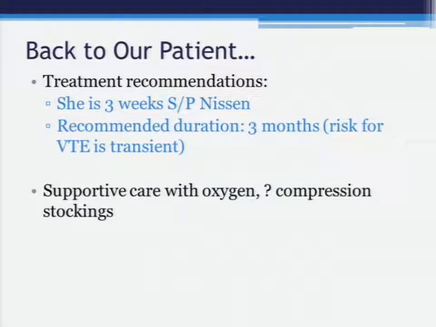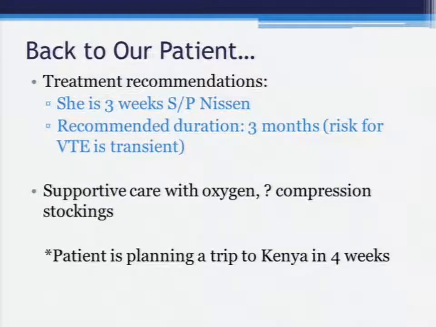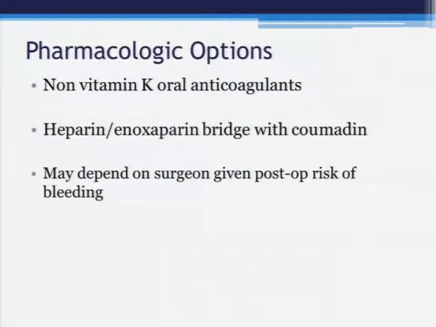Now back to our patient. She's 3 weeks out of surgery. We've determined that she has a transient risk factor, so we're going to treat her for a 3-month period. We admit her, start her on some oxygen as needed. We can use compression stockings if she needs it. And then when we're getting our thorough history, we find out that she's actually planning a trip to Kenya in 4 weeks. This is why we should always have new social histories on hand, right? Okay. So what are our options?